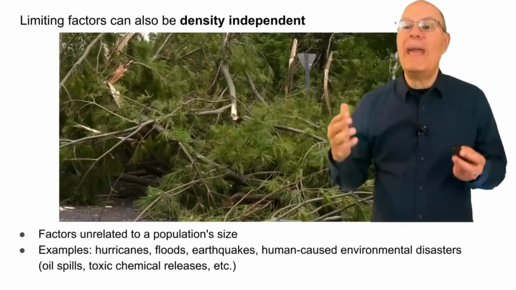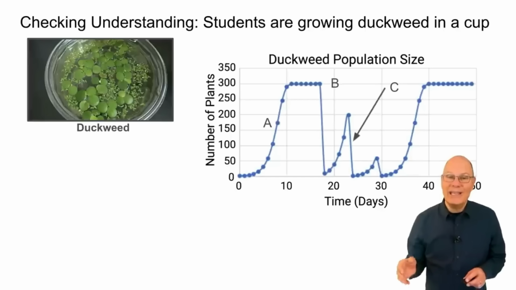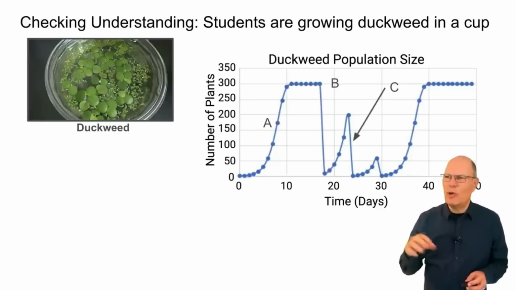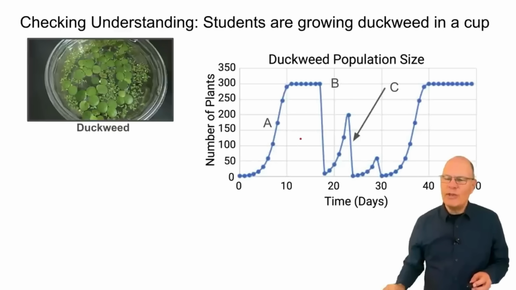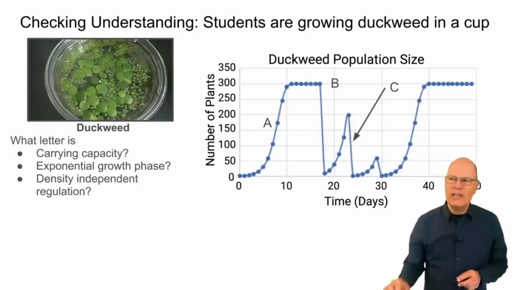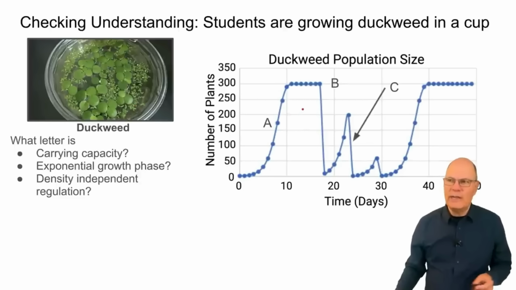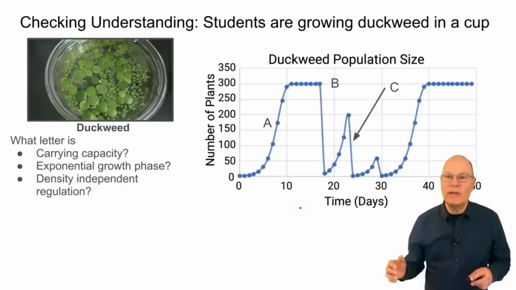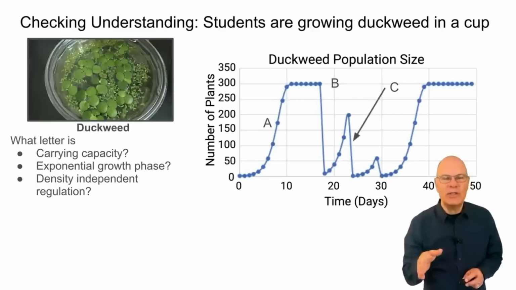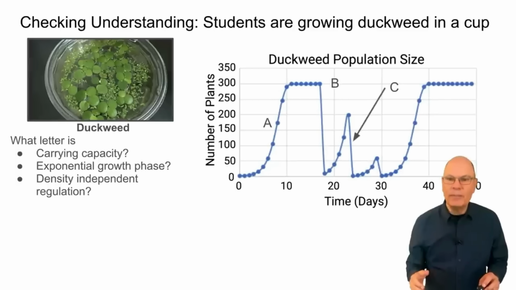It's density independent. So to check your understanding, take a look at this graph, which shows the results of a student experiment where they're growing duckweed in a cup. This graph is from learn-biology.com. It's part of an FRQ, or a multiple choice question. This is what duckweed looks like. And the question is, in this graph, I'd like you to identify carrying capacity, the exponential growth phase, and where you see density independent regulation. So pause the video, do that, and then see my answer.